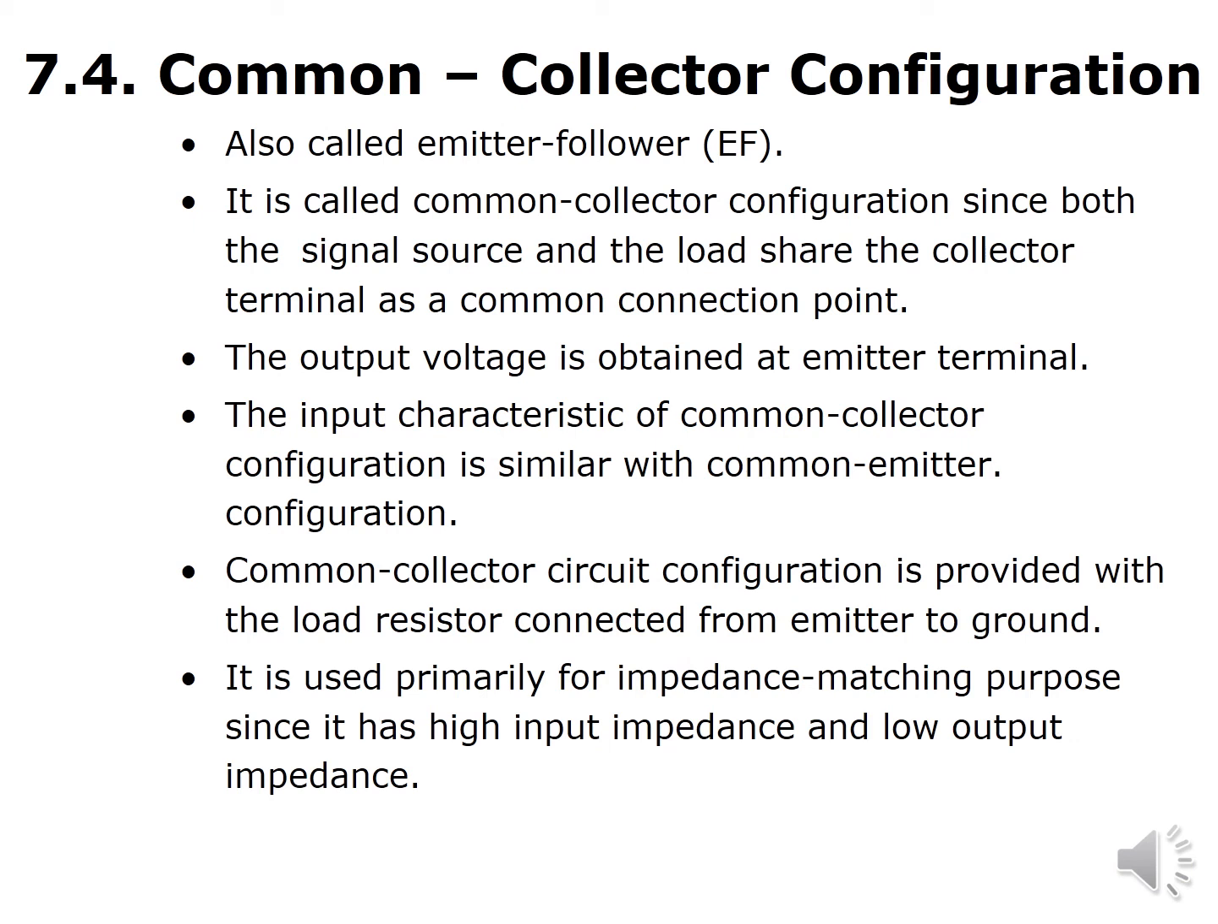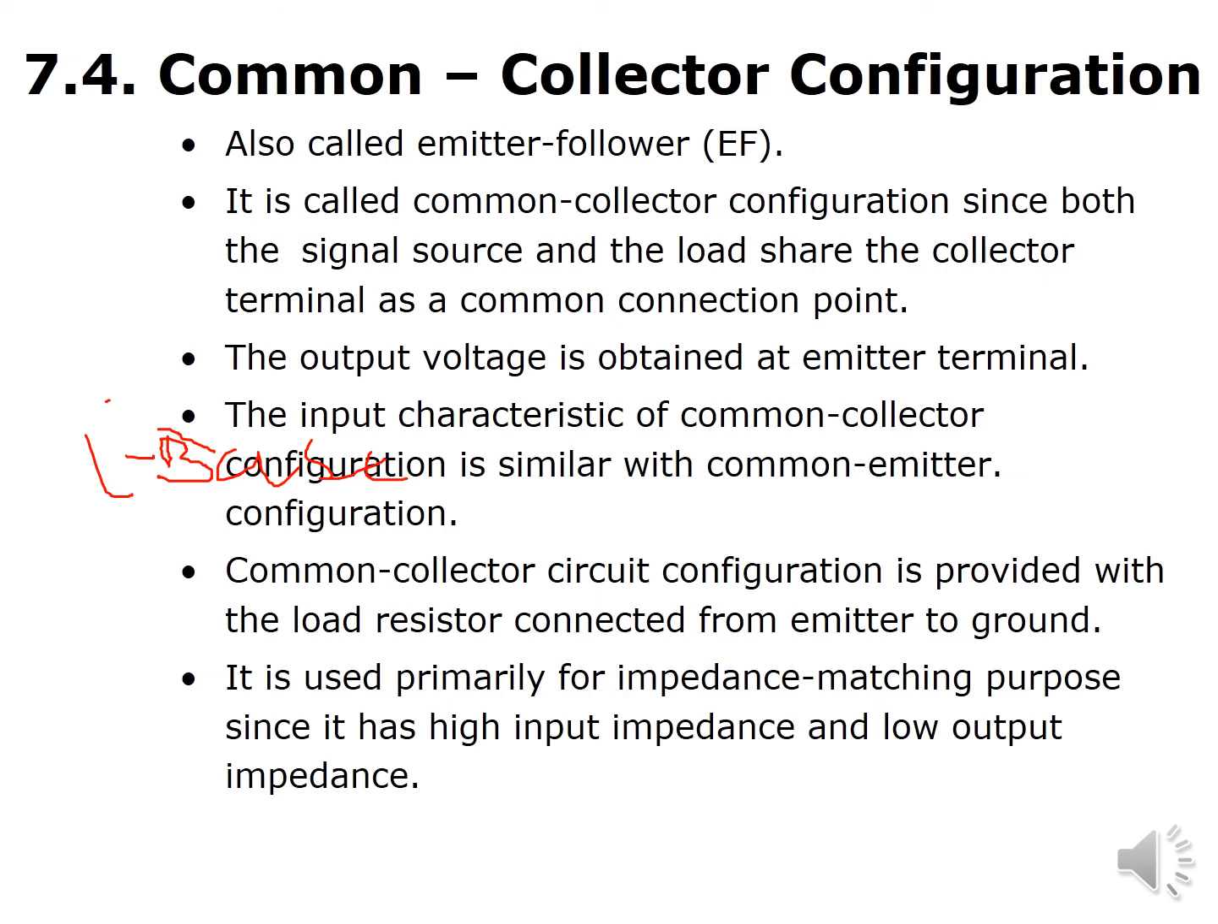Then the common collector is almost a common emitter in terms of the parameters. It is called common collector since both signals, source and load, share the collector terminal. Output is obtained at the emitter terminal. In this case, our input will be in the base circuit. The common collector configuration is provided with the load resistor connected from the emitter to the ground.